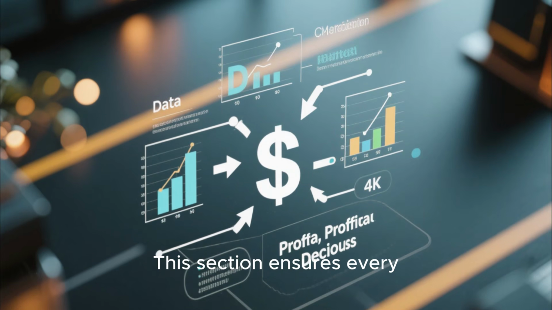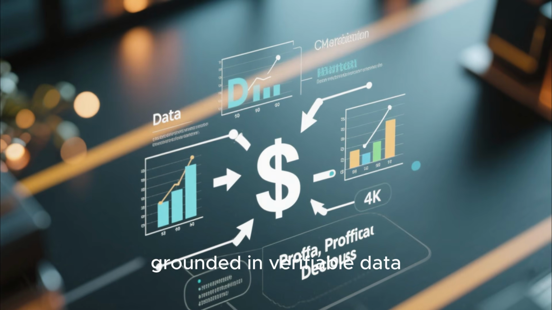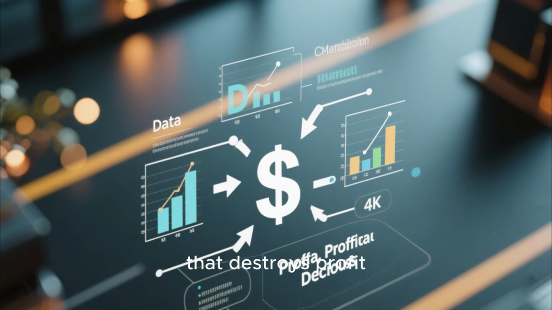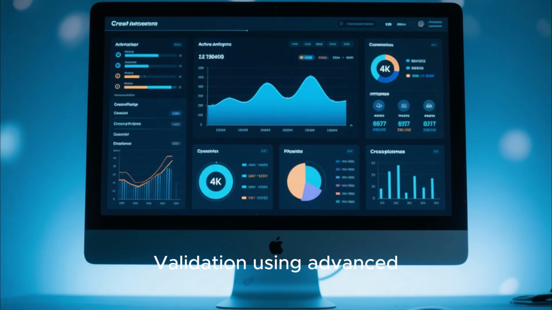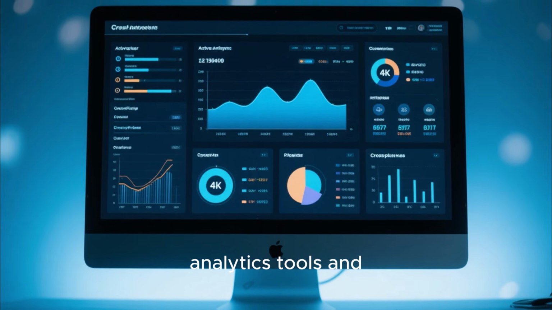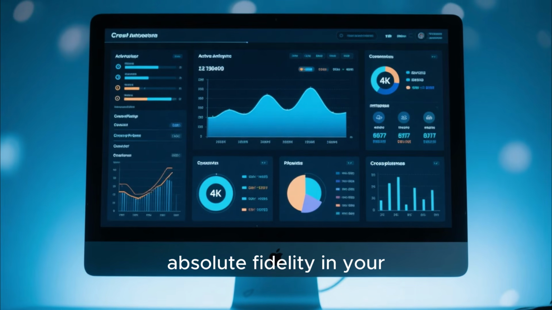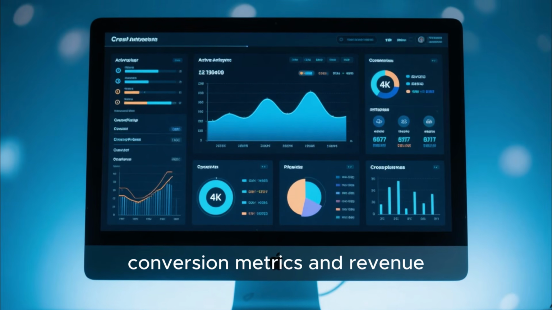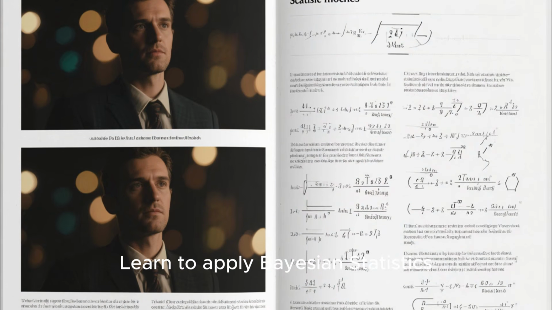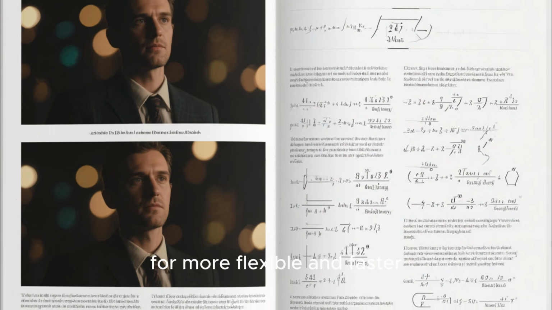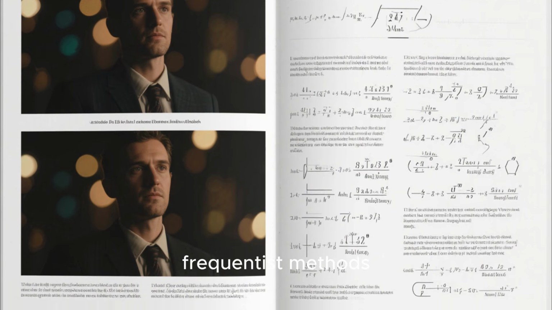This section ensures every conversion decision is grounded in verifiable data, removing the guesswork that destroys profit. We will detail methods for data validation using advanced analytics tools and cross-platform tracking to ensure absolute fidelity in your conversion metrics and revenue attribution. Learn to apply Bayesian statistics to testing to allow for more flexible and faster conclusion times compared to traditional frequentist methods.